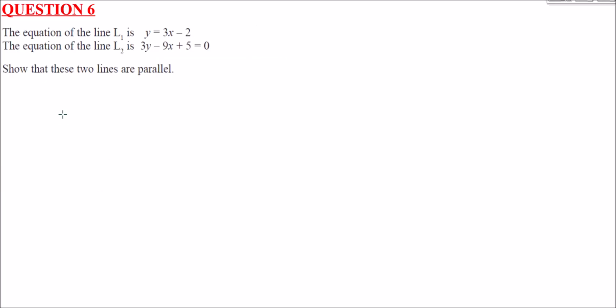Question 6. You've got two lines here. The equation of line L1 is y equals 3x minus 2. The equation of line L2 is 3y minus 9x plus 5 equals 0. Show that these two lines are parallel.